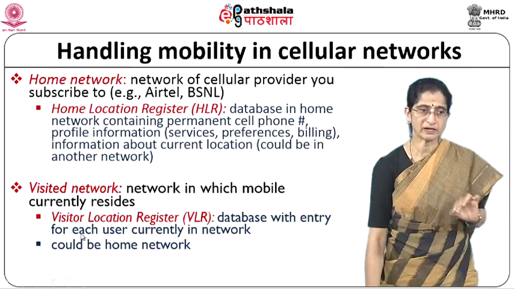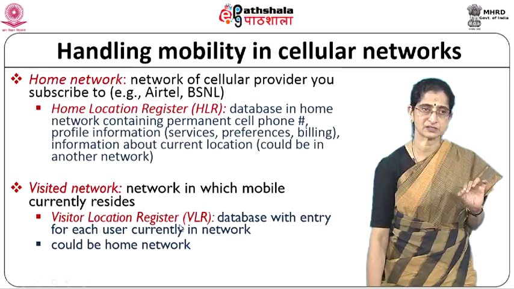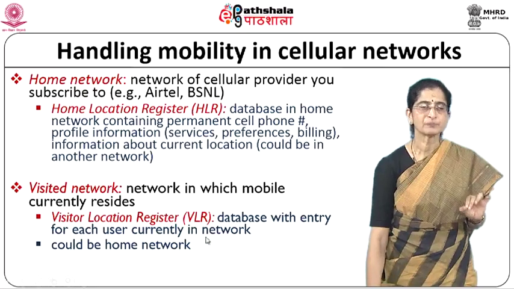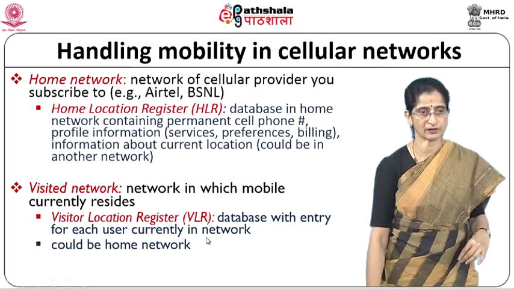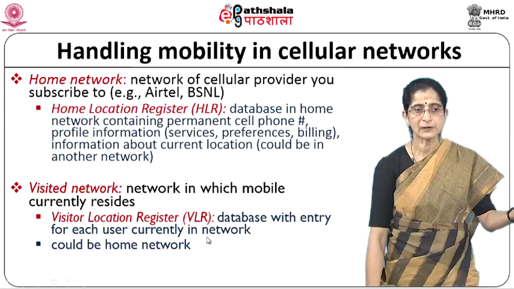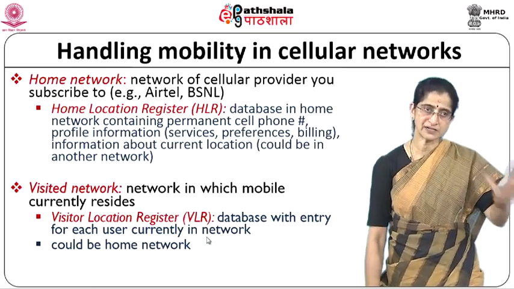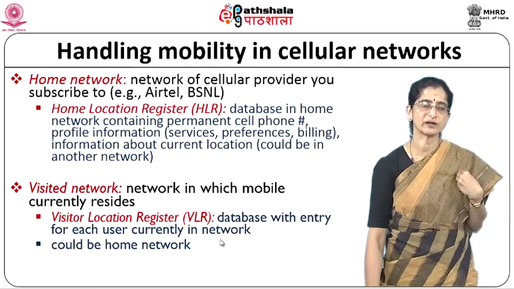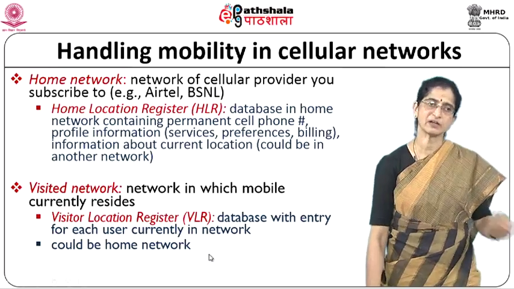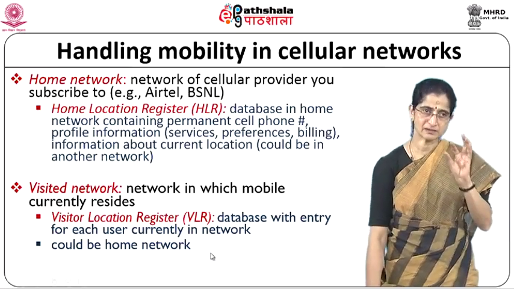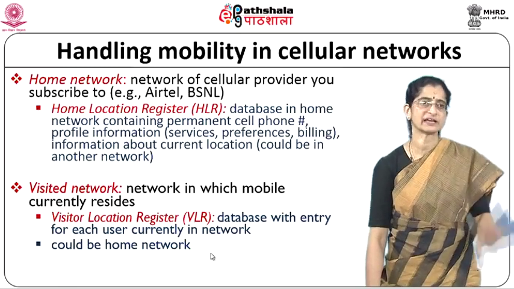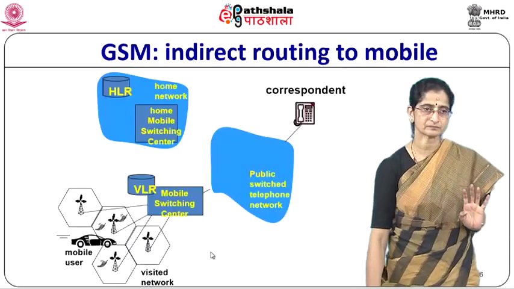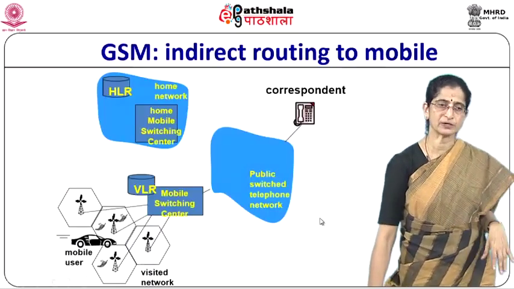At every network, there will also be something called a visitor location register, which keeps track of the users who are currently in that particular network. So when I am roaming in Delhi, for instance, my information will be in the VLR at Delhi. Even if I am not roaming, even if I am in my own home network, that information will also be at the VLR in my home network. So the VLR has complete details about all the people in that particular area, those who belong to that same area plus those who are visiting. Okay, that's the idea. Now let's look at how the routing basically gets done.